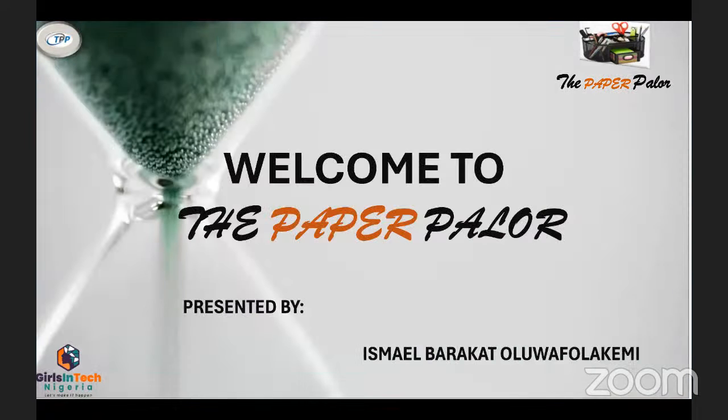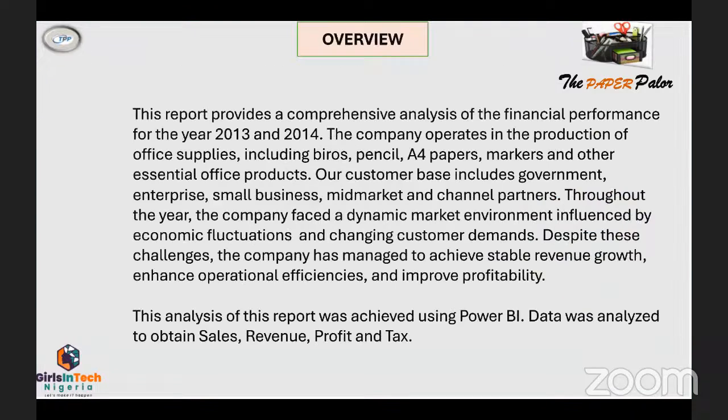So this is a PowerPoint for the Paper Parlor, where we sell stationery. This is my overview. From the analysis on Power BI, this is what we are able to conclude. This report provides a comprehensive analysis of the financial performance of the years 2013 and 2014 on products like biro, pencil, A4 paper. And our customers include the government, enterprise, small business, and mid-market.